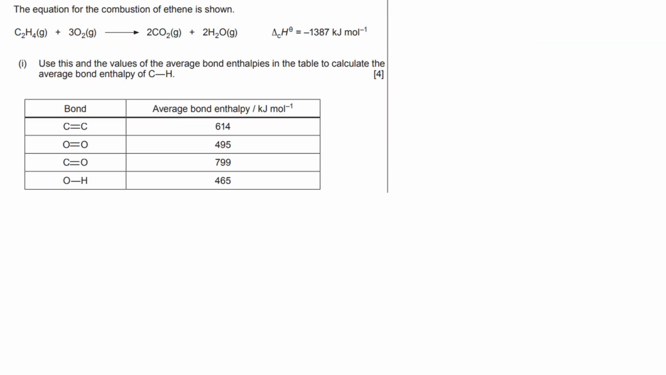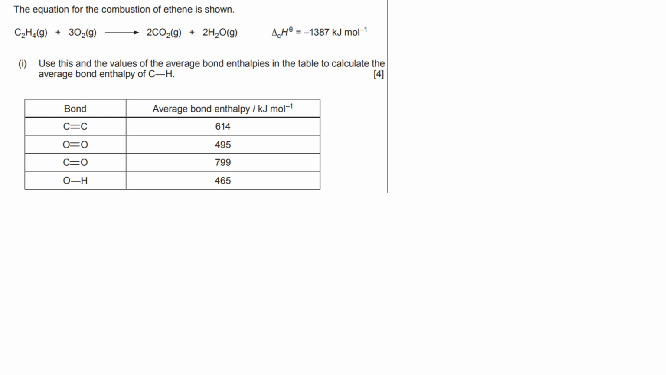So here you've got C2H4 reacting with 3 lots of oxygen to give 2 lots of CO2 and 2 lots of water. And the aim, once again, is to calculate the CH bond. So it's the same style of question. So it's a good test as to whether the last bit has made sense or not.